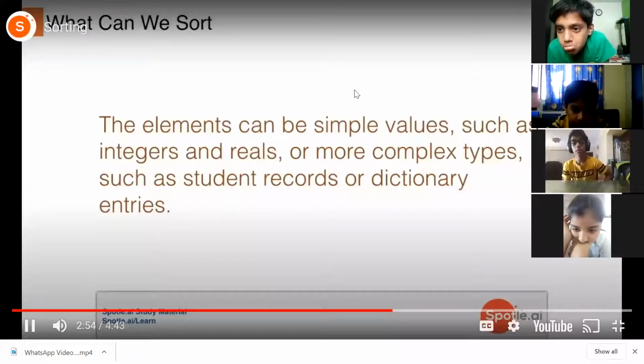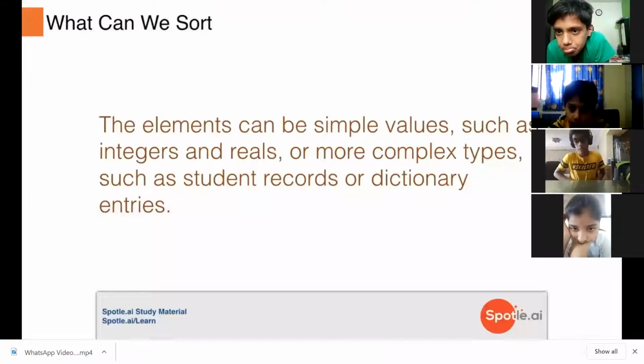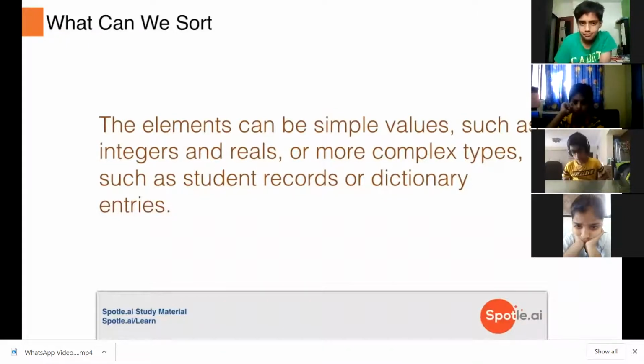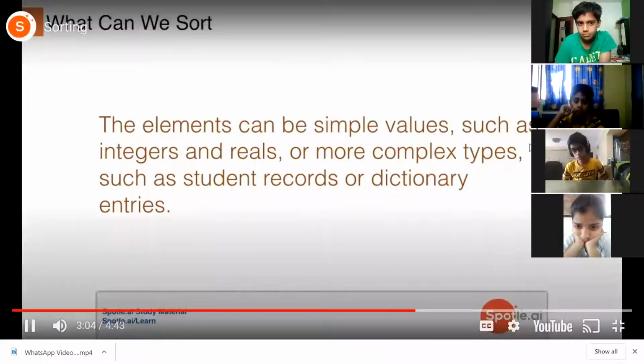The ordering of the items is based on the value of a sort key. The key is the value itself when sorting simple types, or it can be a specific component, or a combination of components, when sorting complex types.